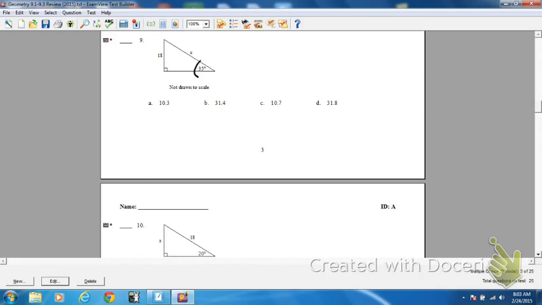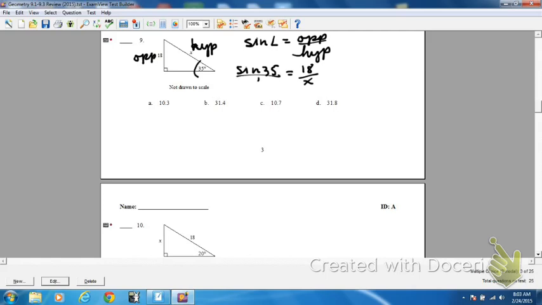Number 9, we get to see another function. This time we have the opposite side and the hypotenuse. And that's going to be our sine function. Sine is opposite over hypotenuse. So we have sine of 35 is equal to 18 over x.